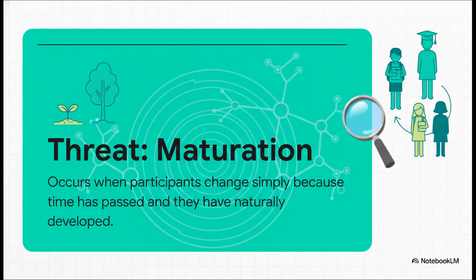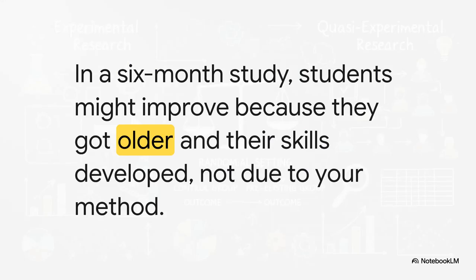So first up is a threat called maturation. This has absolutely nothing to do with your study itself. It's just the simple fact that people, and especially young students, grow and change and develop over time, all on their own. For example, let's say your study lasts a whole semester. Well, in those 6 months, the students are going to get older. Their brains are going to develop. They might just get better at the subject naturally.